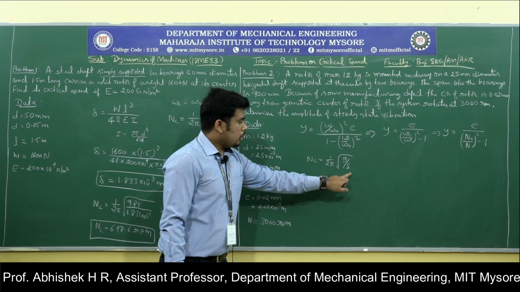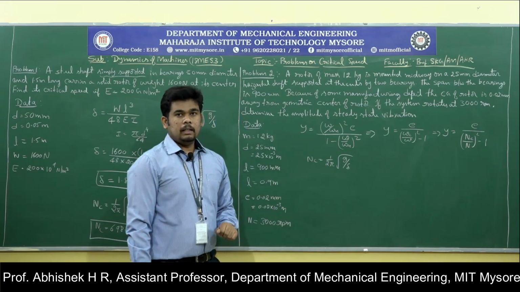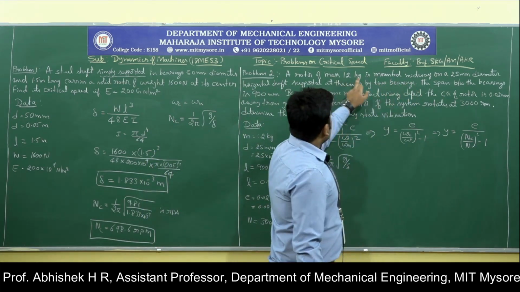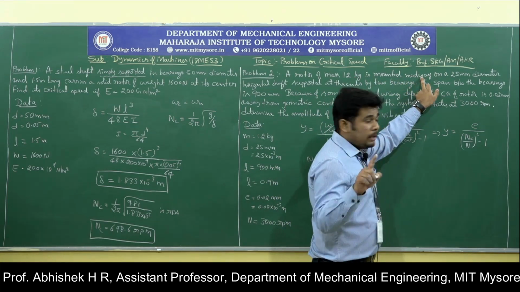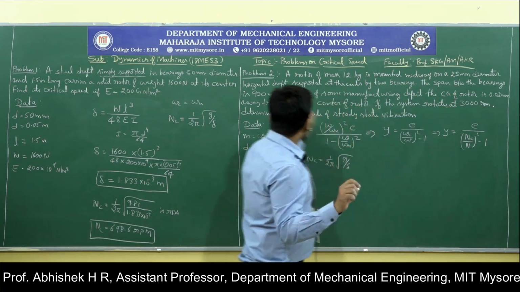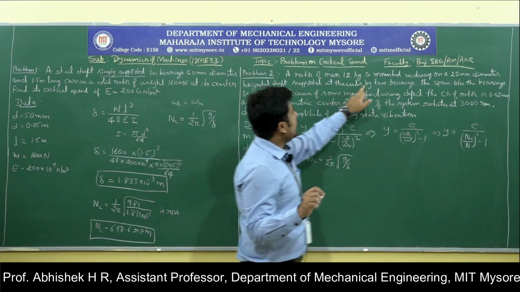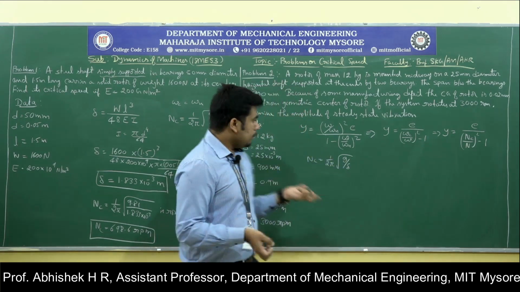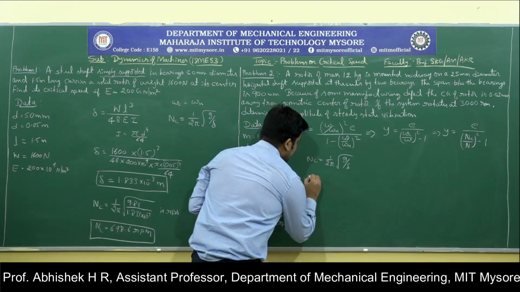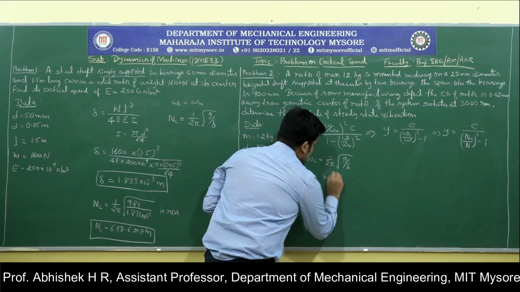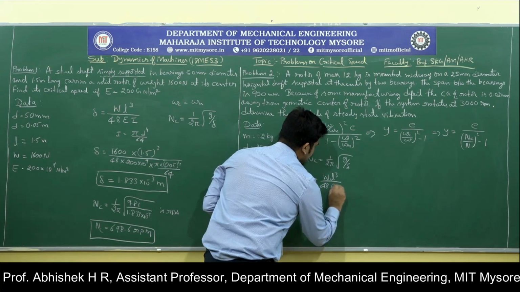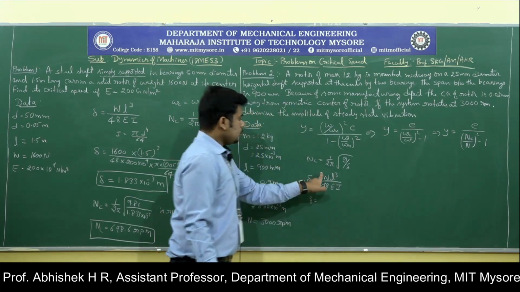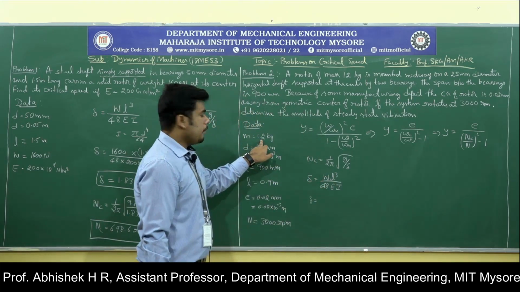Here also we don't know the value of delta, so again we need to find delta. As per the problem, a mass of 12 kg is mounted midway on a 25 mm diameter horizontal shaft supported at the ends by two bearings. It is nothing but a simply supported beam. For the simply supported beam, we know the standard formula, delta is equal to W L cube by 48 EI.